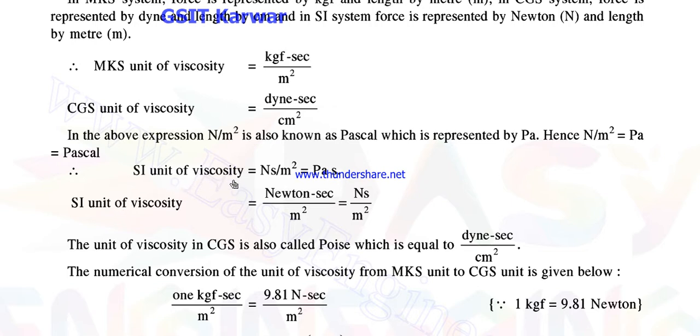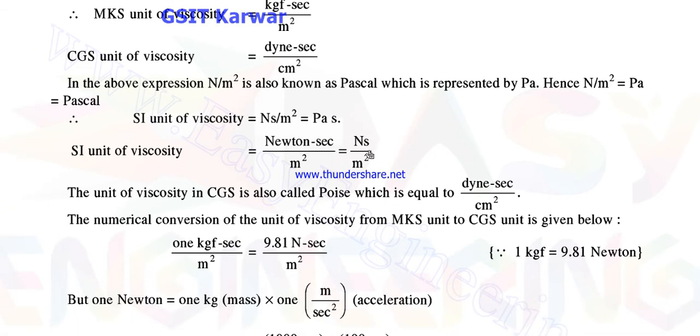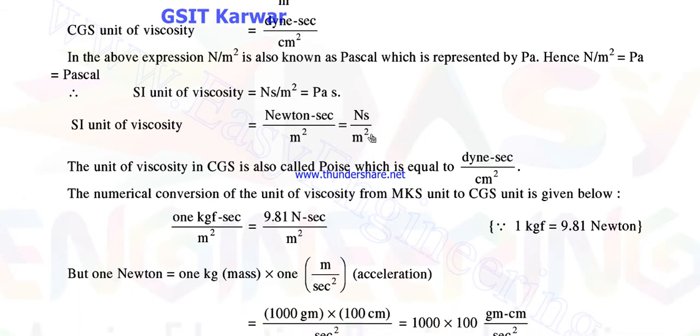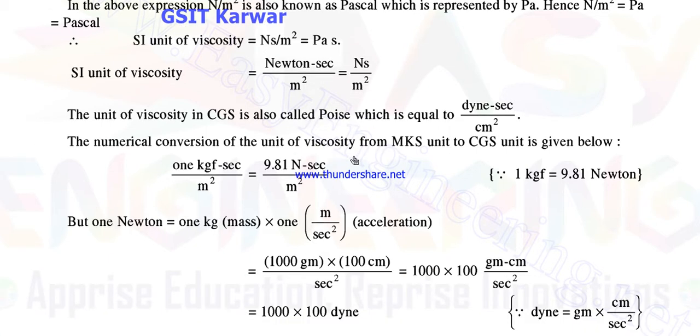Therefore, the SI unit of viscosity is equal to Newton second per meter square. That means it is equal to Pascal second. Pascal means Newton per meter square, and the remaining part is second. So the SI unit of viscosity is Pascal second, which is Newton second per meter square.